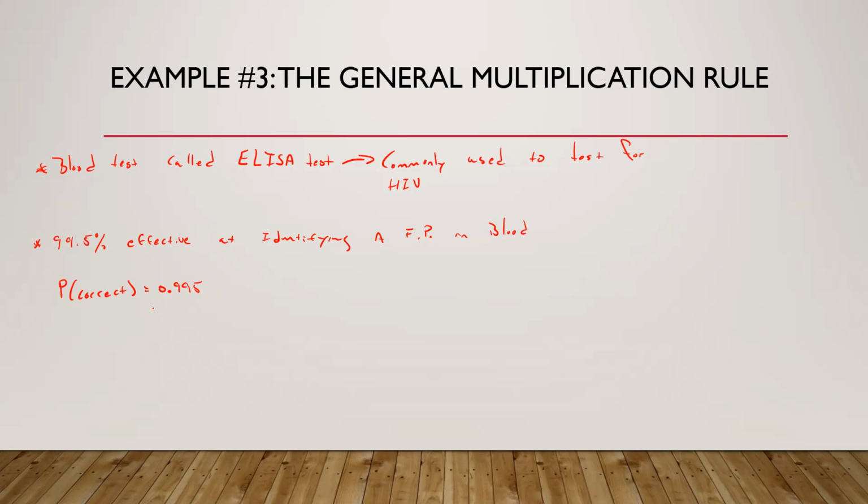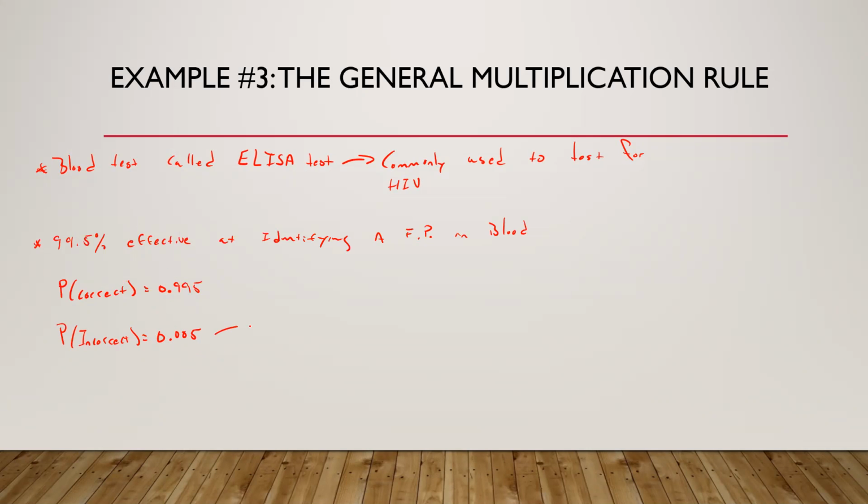What do you guys think? If something is 99.5% effective, is that pretty good? Yeah, it's totally good. It's really good. Now the probability the test is incorrect, and I'll explain what that means, is just 1 minus this, so it's 0.005. Okay.